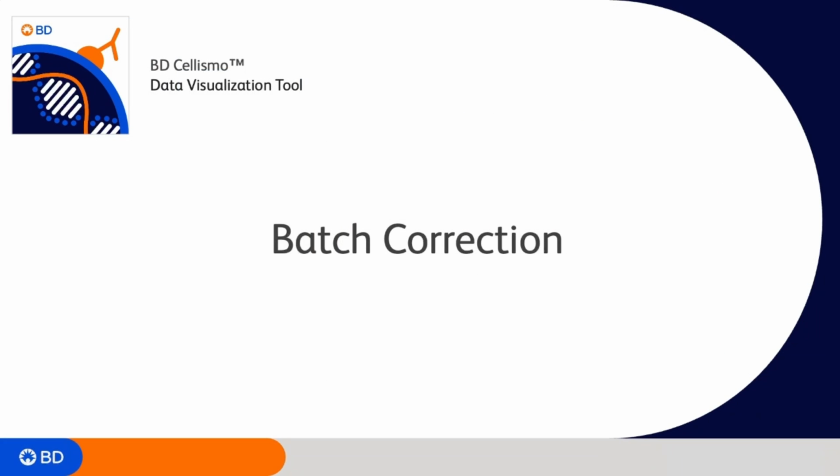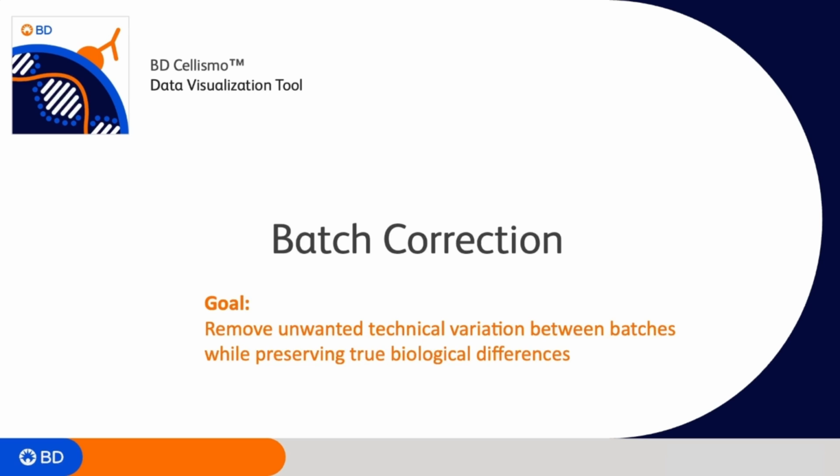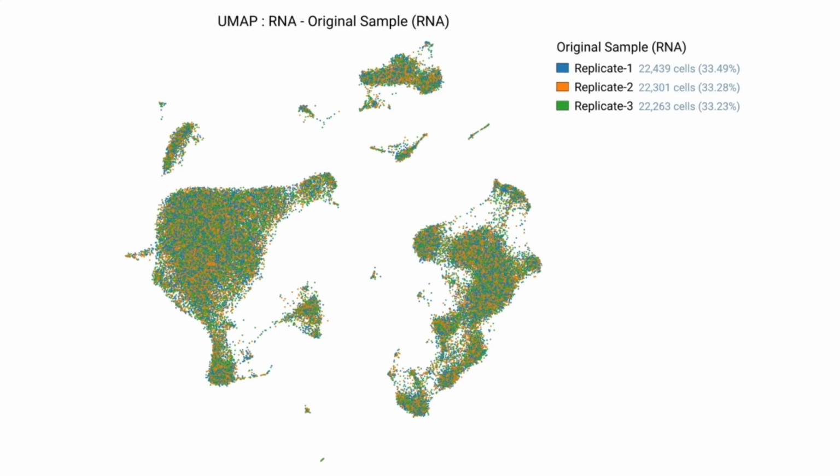First, batch correction. The goal of batch correction is to remove unwanted technical variation between batches while hopefully preserving true biological differences. Now, the Rhapsody system can have very low batch effects, as you can see from this example, 3 replicates of the same PBMC sample. So in order to show you batch effect correction in Cellismo, we're going to look at a more extreme example of 2 different versions of our whole transcriptome assay.